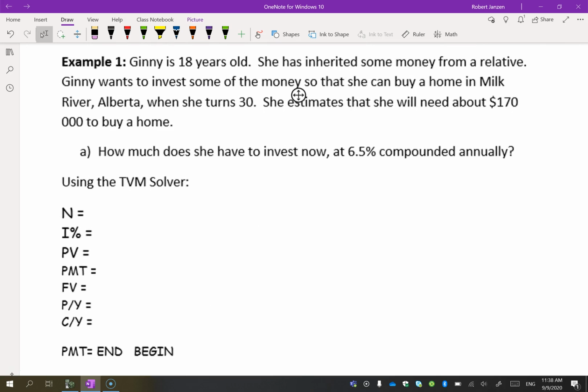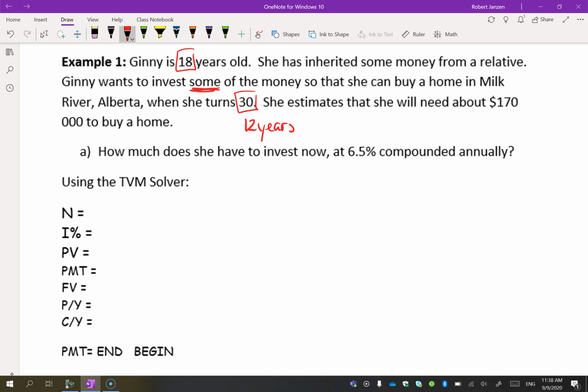So it says Ginny's 18 years old. She's inherited some money from a relative. She wants to invest some of the money, so not investing all of her money, so that she can buy a home in Alberta when she turns 30. Okay, so there's our first bit of information. She's going from 18 to 30, so that means it's going to be 12 years. Okay, let's keep that in mind.